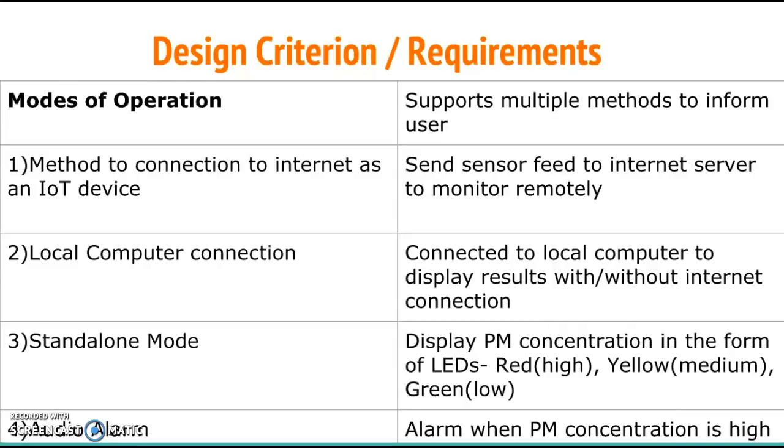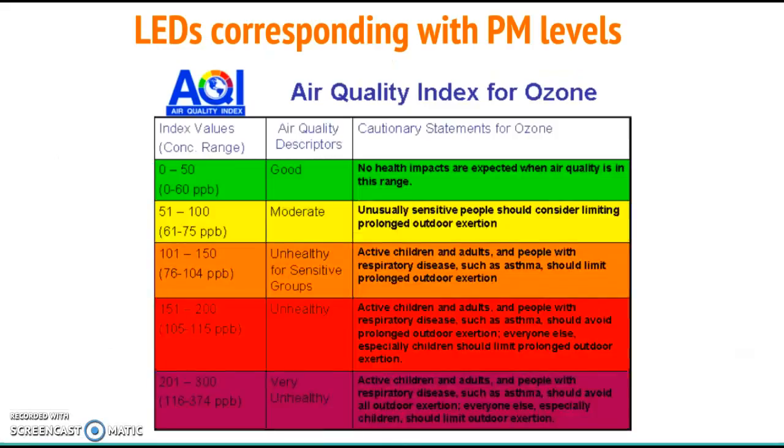And the modes of operation, so the method of connection to the internet as an IoT device, and it should also have LEDs that are red for high, yellow for medium, green for low, and have a buzzer alarm when PM concentration is too high. And there should be a local computer connection as well. And this is the air quality index where I got my LED colors corresponding to PM concentration values.